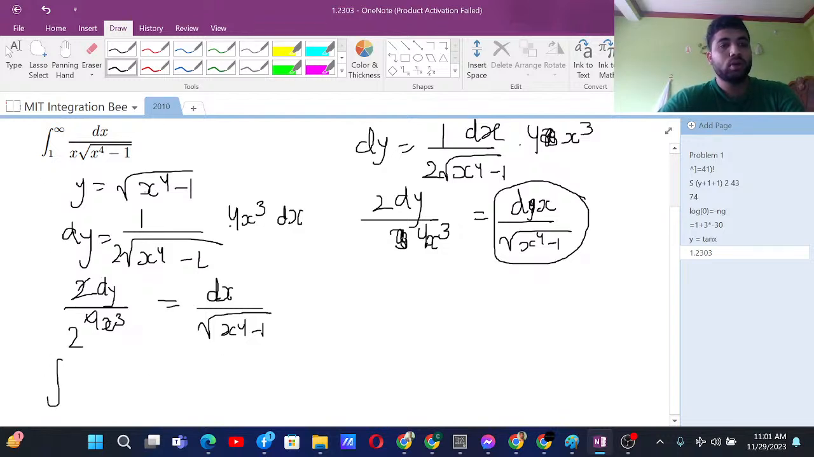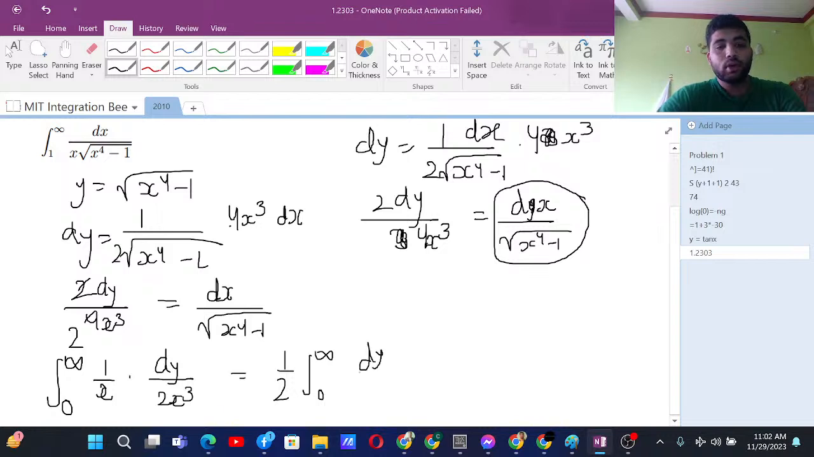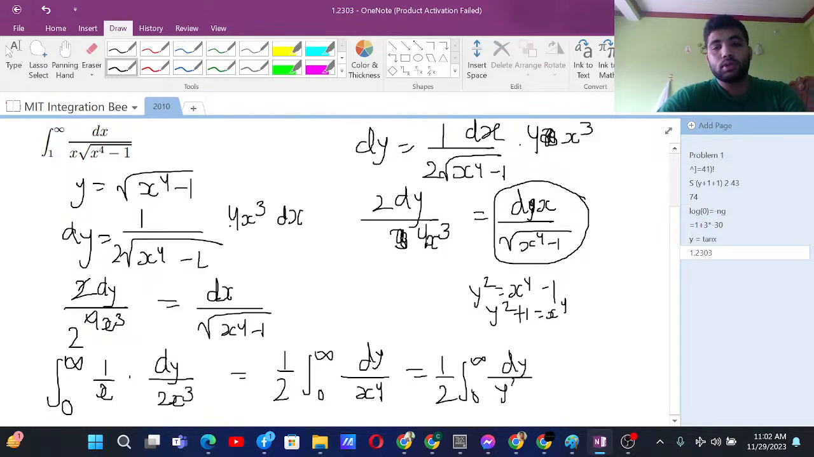When x is 1, y is 0, and when x is infinity, y is infinity. And dx by root x to the power 4 minus 1 will be dy by 2x cube. And now we have 1 by 2 integral from 0 to infinity dy by x to the power 4. X to the power 4 is just y square plus 1, since y square equals x to the power 4 minus 1 is given. So y square plus 1 equals x to the power 4. And that is 1 by 2 integral from 0 to infinity dy by y square plus 1.